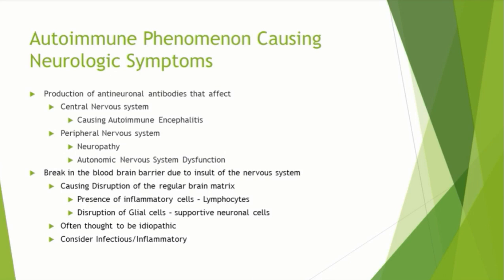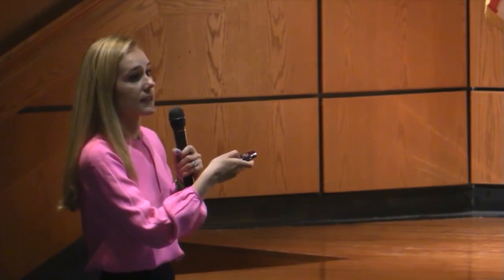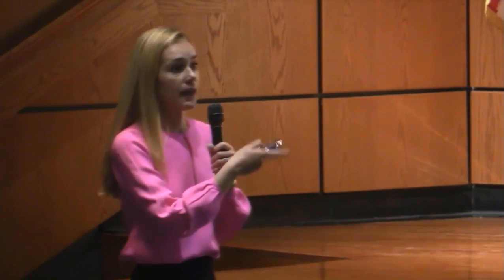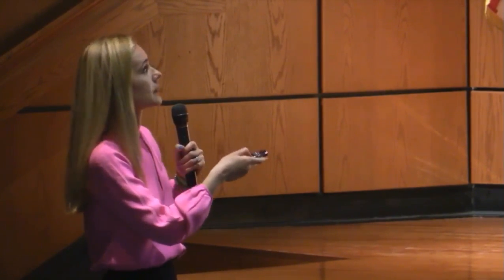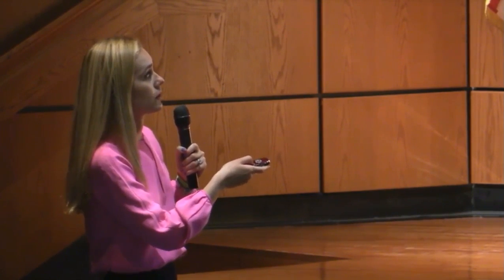And then you have also involvement of your peripheral nervous system, which is the neuropathies. A lot of times patients will develop demyelinating neuropathies, which stem from an immune response, as well as these autonomic nervous system issues that the speakers before me talked about as well.